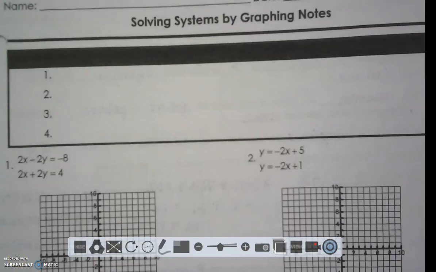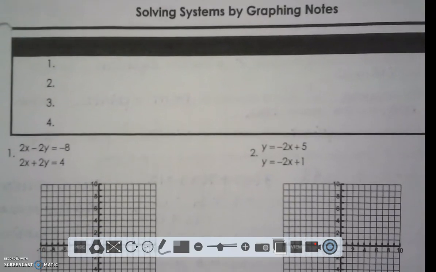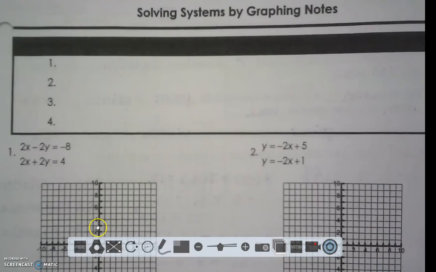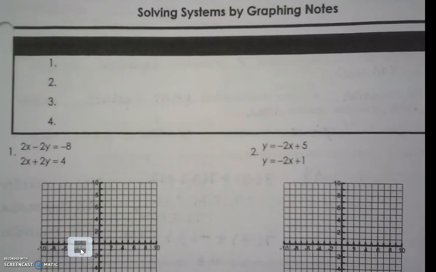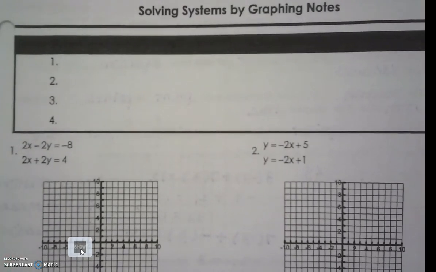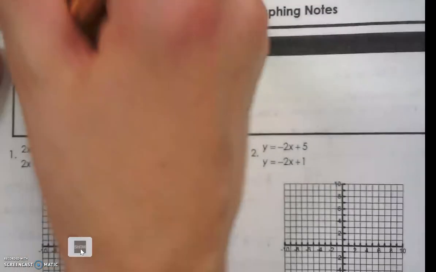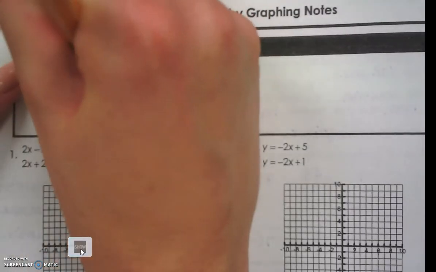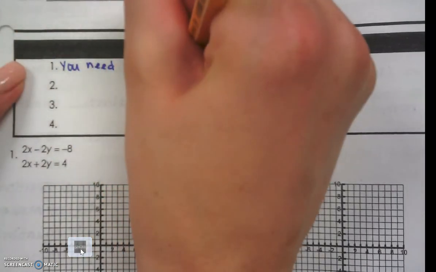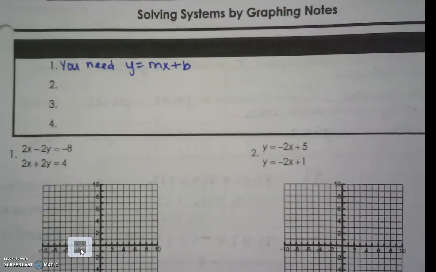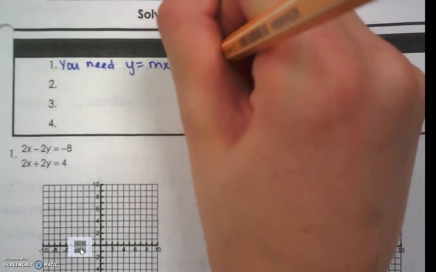All right, continuing with our notes, this is video 2, and these notes are right on the back side of the first notes that we took. So we want to remind ourselves how to solve systems by graphing. So anytime we want to graph a linear function, what kind of equation do I have to have? Hopefully you're answering me at home. You need y equals mx plus b form. That form, in case you have forgotten, is slope-intercept form.